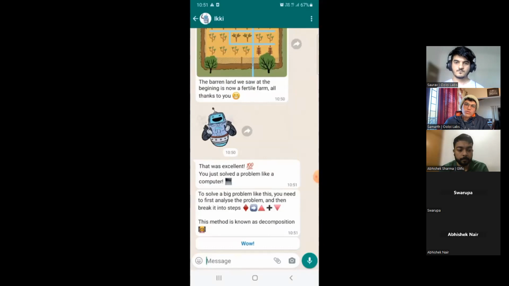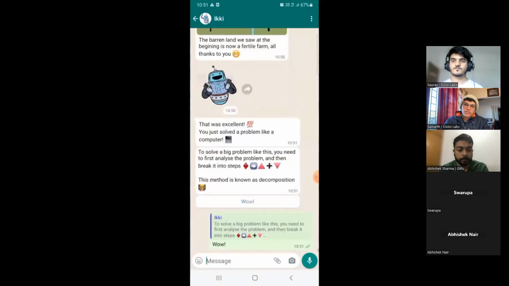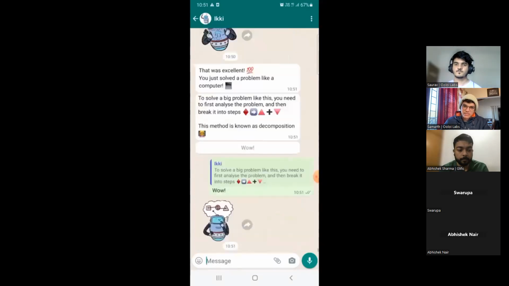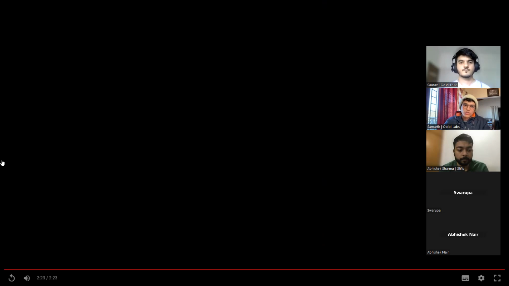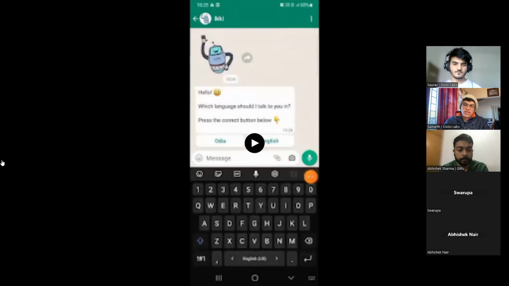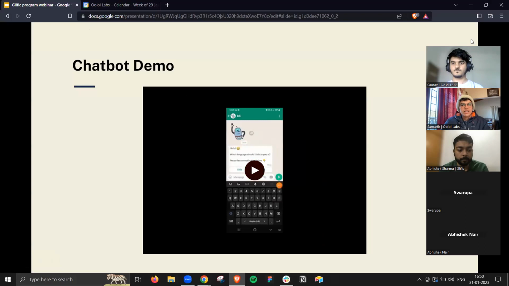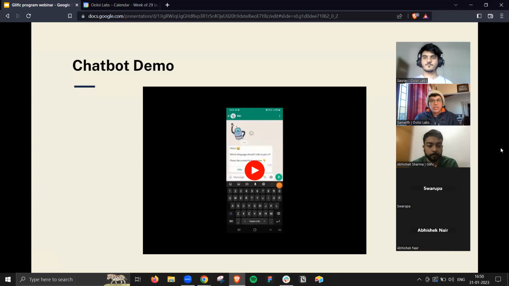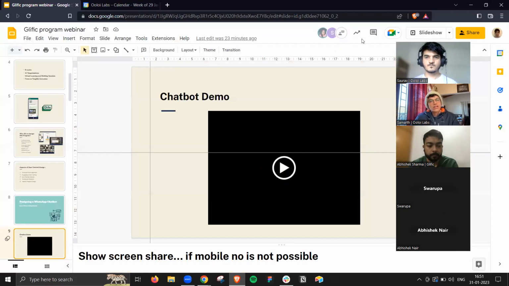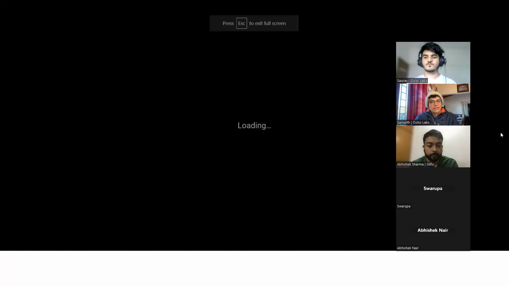You'll also notice the use of stickers very often, and we'll emphasize later why exactly we decided to use stickers instead of images. But anyway, that's the demo of the chatbot, and it's a very short one. In case anybody is keen on a longer demo, you can just get in touch with us personally, and we can take you through a slightly longer demo.